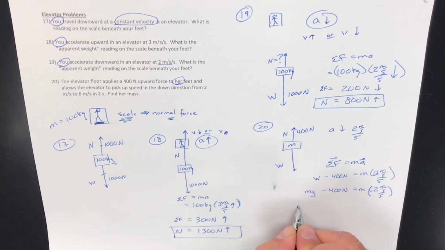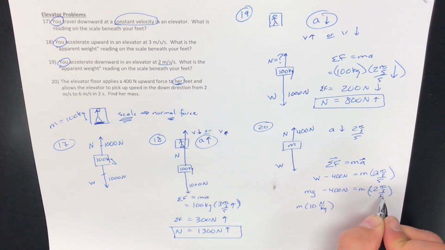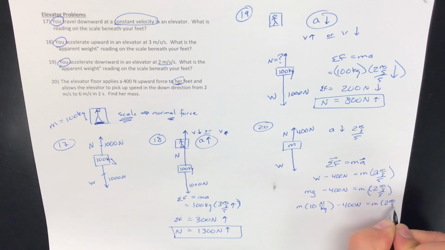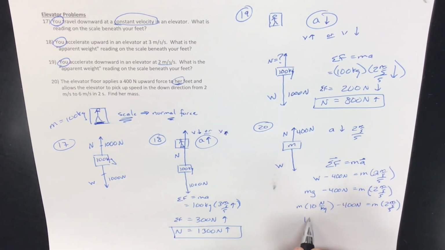So this is mass times 10 newtons per kilogram, which is the same as meters per second every second, minus 400 newtons is equal to m times 2 meters per second every second. 10m minus 400 newtons is equal to 2m. 8m is equal to 400 newtons, and m is equal to 50 kilograms.